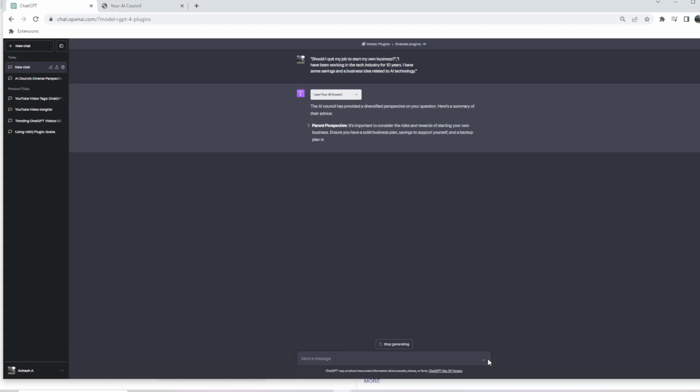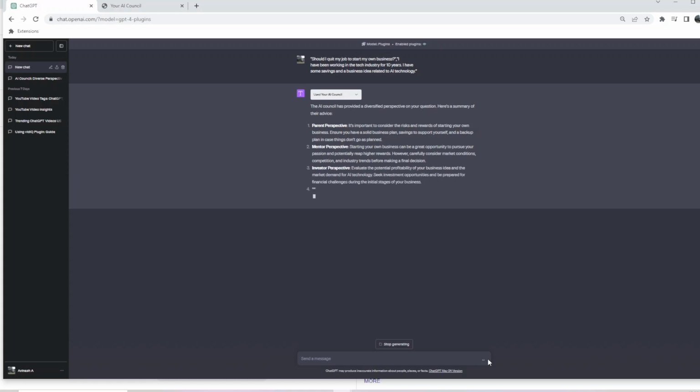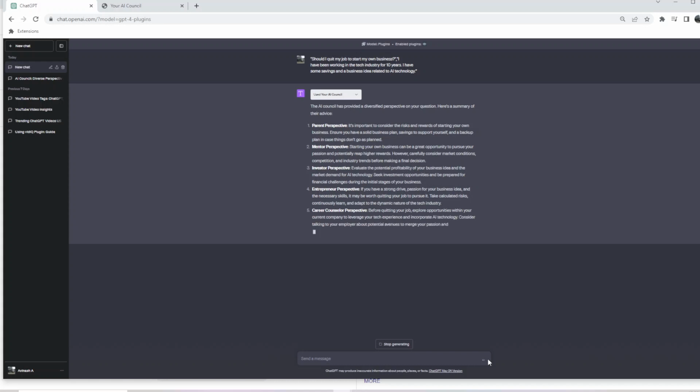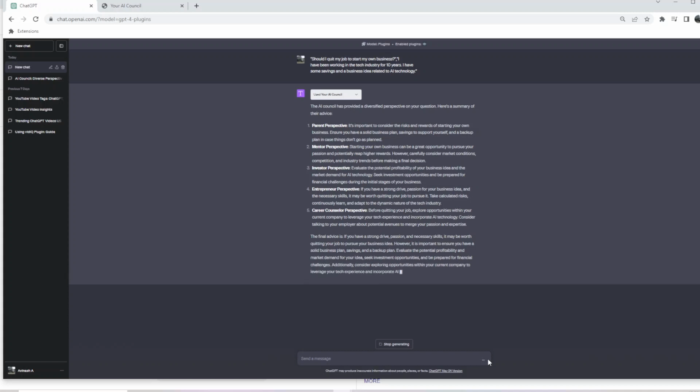So the AI Council provided diverse perspectives. Here's the summary. Parent perspective: it is important to consider the risks and rewards of starting your own business. Ensure you have a solid business plan, savings to support yourself, and a backup plan in case things don't go as planned. Mentor perspective: it can be a great opportunity. However, carefully consider market conditions, competition, and industry trends. Investor perspective: evaluate the potential profitability of the business idea and market demand of the AI technology, and be prepared for the financial challenges.